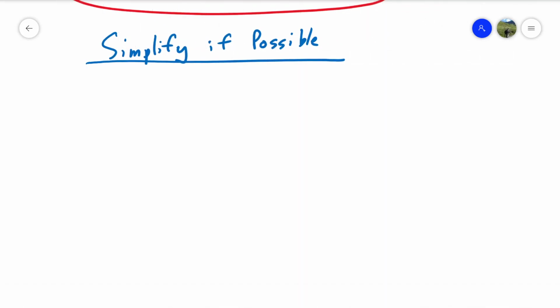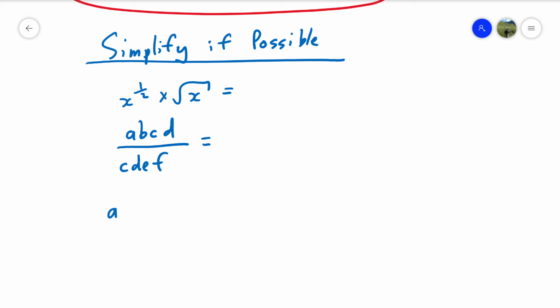Simplify if possible. So just a reminder that the answer might be not possible. That's all of them. Have a go in your own time. And the answers are X, AB over EF, and not possible.